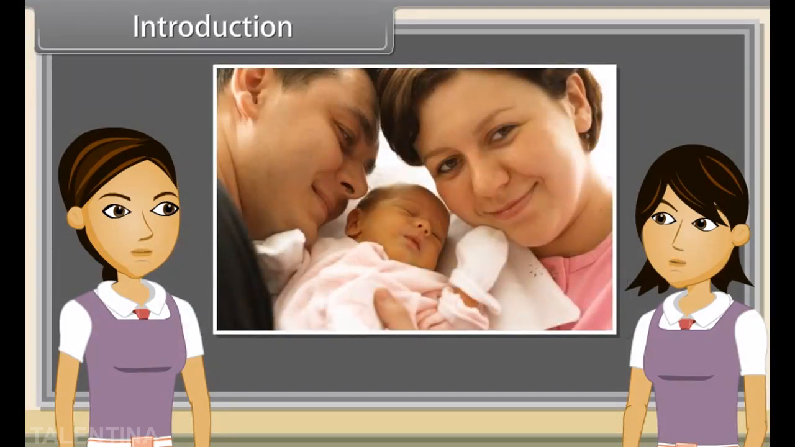Absolutely, but for that, everyone should have the basic knowledge of reproductive health and birth control methods. What is the role of reproductive health knowledge in family planning? Okay, let me explain in detail about reproductive health and the importance of its knowledge in controlling population explosion.